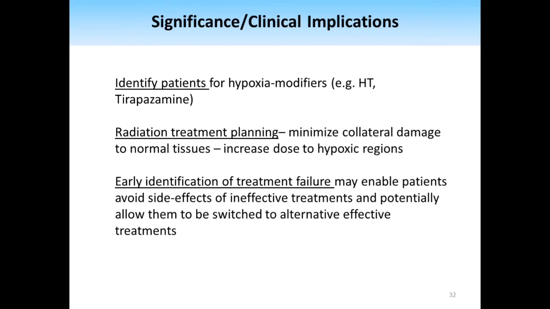might benefit from treatments which will modify hypoxia or target hypoxia, but we can also use photoacoustic imaging for radiation treatment planning, so maybe adapting the radiation dose based on where the areas of hypoxia are within the tumor versus areas which are well oxygenated. And then finally, early identification of treatment failure in some of these patients, which might help avoid some unwanted side effects or ineffective treatments, and then allow them to be switched onto other therapies which might be more effective.